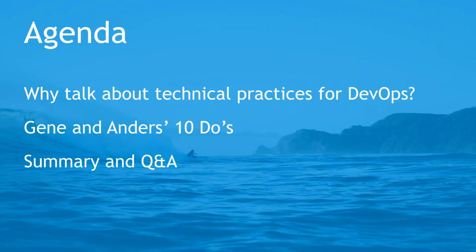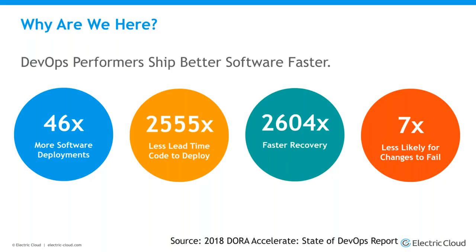So today's agenda on 10 Do's of DevOps. Why do we talk about technical practices for DevOps? Our panel will explain that. We're going to jump into Gene and Anders' 10 Do's for DevOps, and then hopefully we'll have some time to summarize this and a decent amount of time for questions and answers from the audience. So that's what we're aiming for. Hopefully we'll get there. With that, Anders, are you ready to take over? Absolutely. All right, go ahead, gentlemen. I'll take over with Gene here.